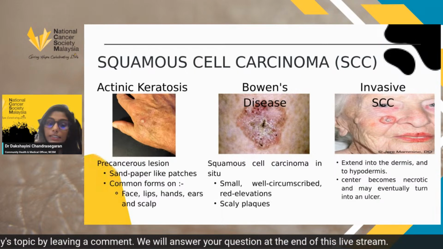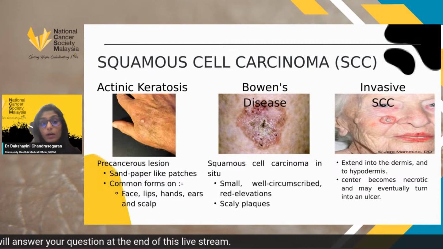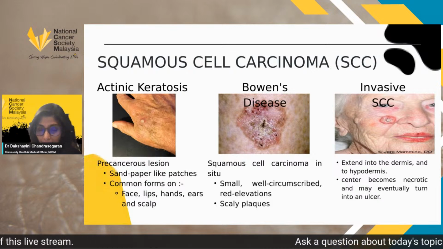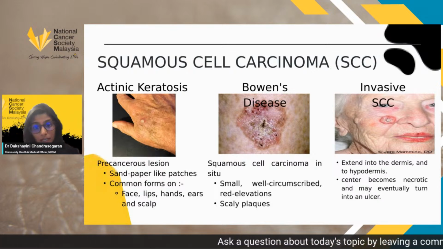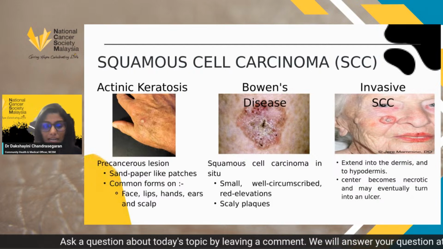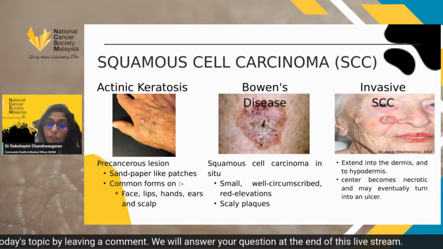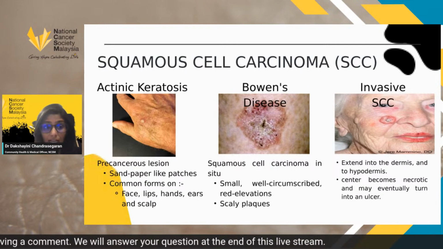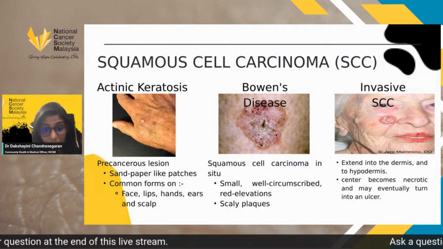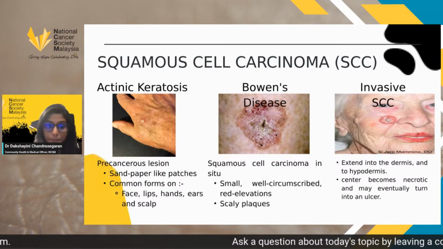So Bowen's disease is an early stage of squamous cell CA. Just now, actinic keratosis is precancerous. Bowen's disease is already cancer, but it's stage 0, and that's why it's called squamous carcinoma in situ. This usually appears as a small, again, well circumscribed red elevation with scaly plaques. At this point, the tumor will be found in your epidermis, but it has not broken through the basement membrane to spread to your dermis.